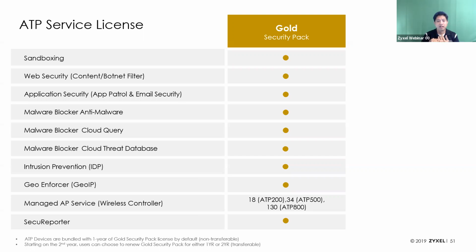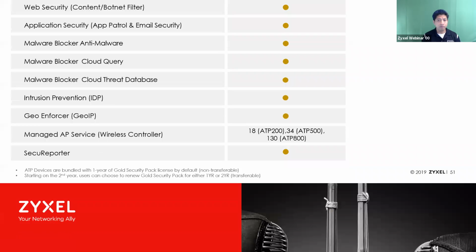So it already comes with like 18 AP support for the 200 all the way up to 130 on the ATP 800. It also comes bundled with SecuReporter. I'll talk about how important SecuReporter is, especially if you're doing a managed service or even just for reporting on your own kind of service things. So it comes fully bundled.